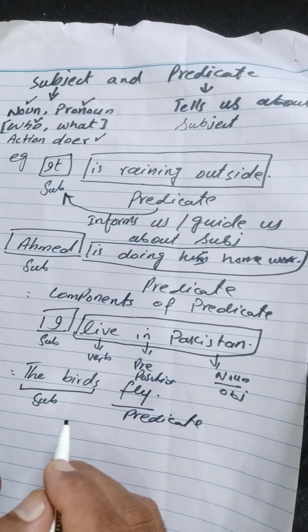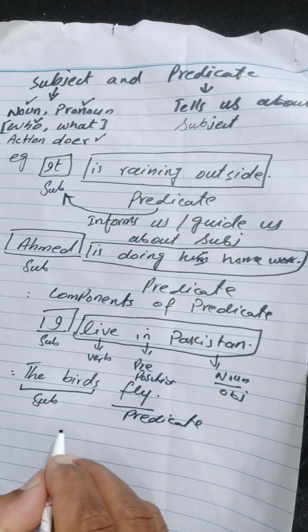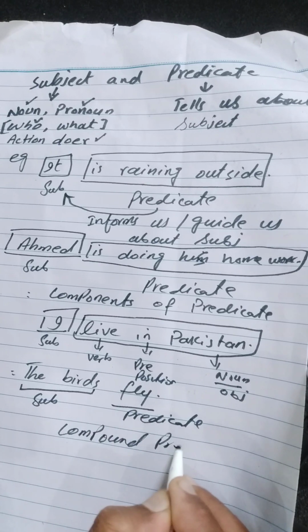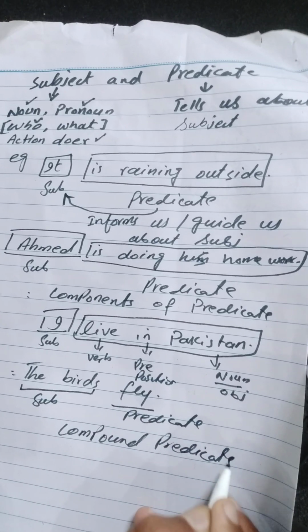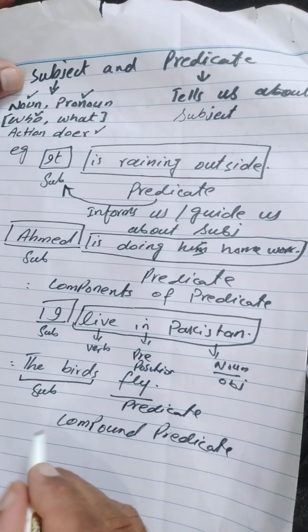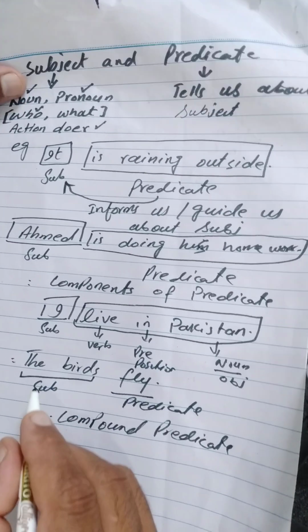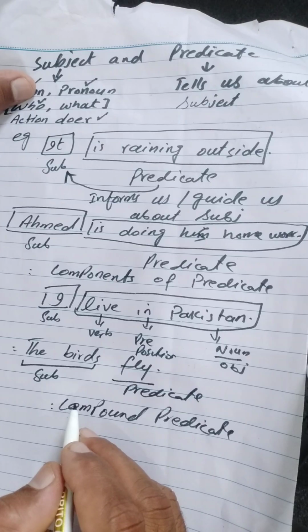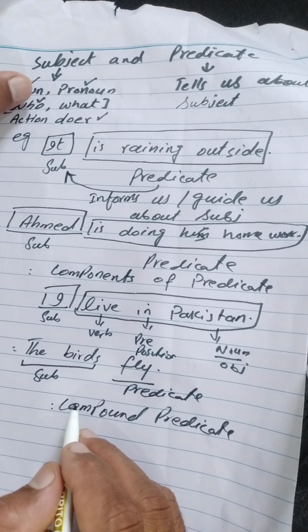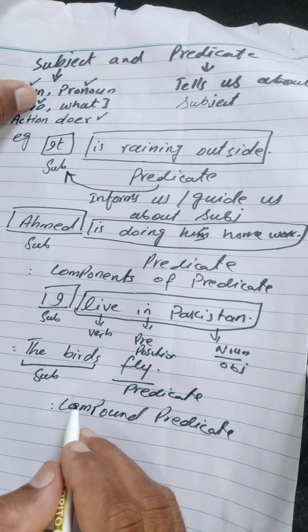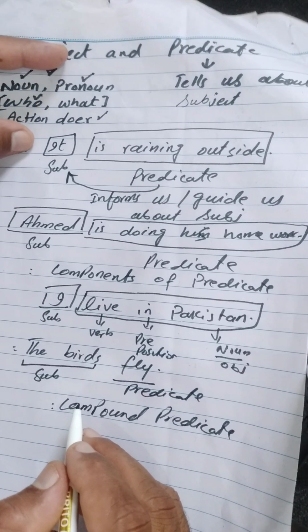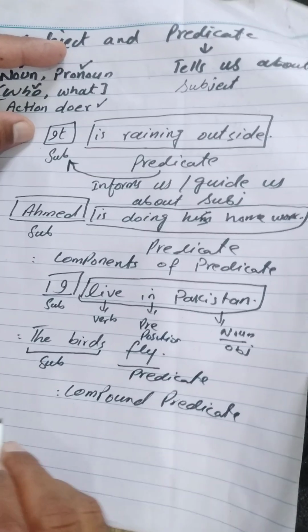Now another part that is most important, compound predicate. Now, what is compound predicate? I think you have been listening to this name for the first time. What is a compound predicate? Compound predicate is basically when one subject is doing two actions. When one subject is doing two actions, then that is a compound predicate.